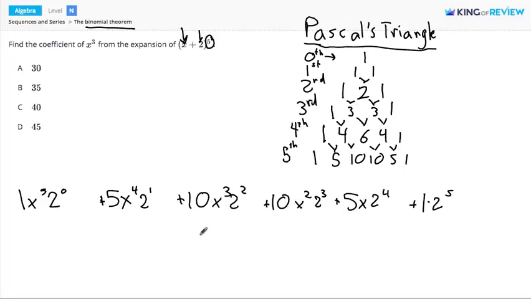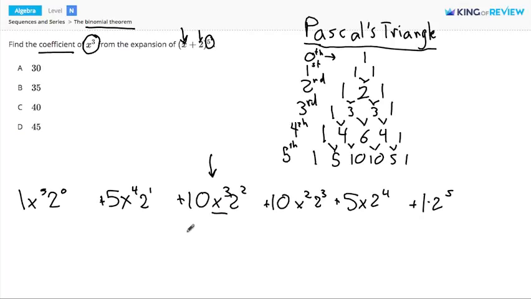Okay, now this is the polynomial. This is the expanded version of (x + 2) to the 5th. But we need to simplify it a bit. I'm going to focus on the x to the 3rd term, x cubed, because that's the one we want the coefficient of. So here's the term that has x cubed in it.